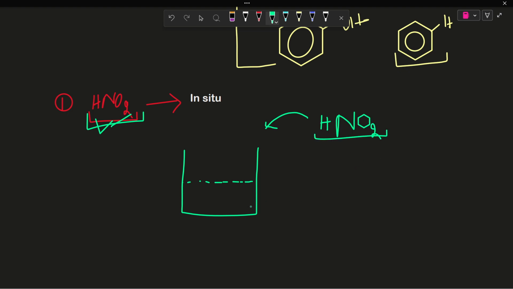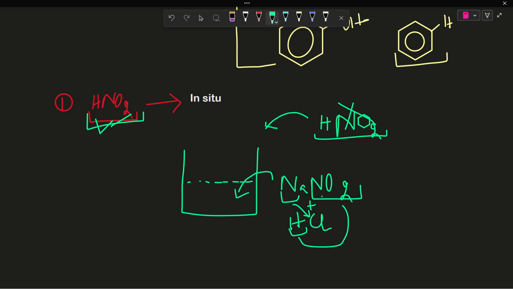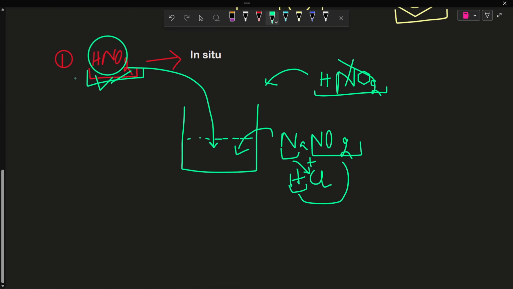So what we do is add NaNO2 instead of this, plus HCl. Fine. Now the Na and the Cl will form NaCl, and the H and the NO2 will form HNO2. So this reactant got produced in the reaction itself. So it's called in situ addition of this reactant, right?